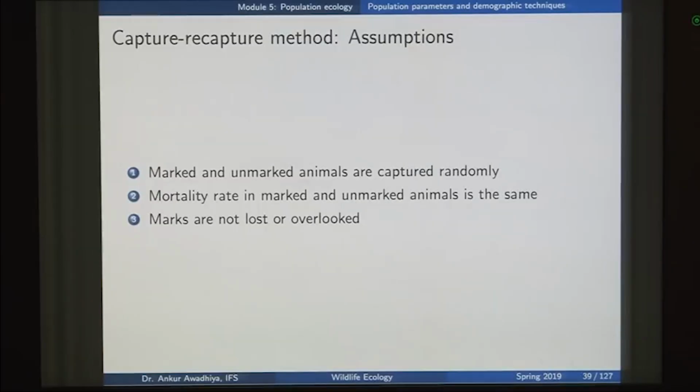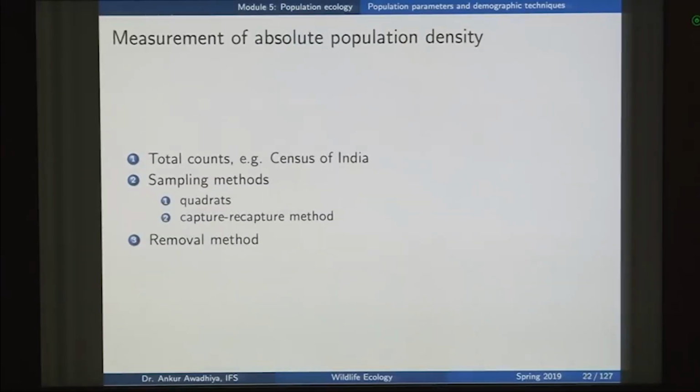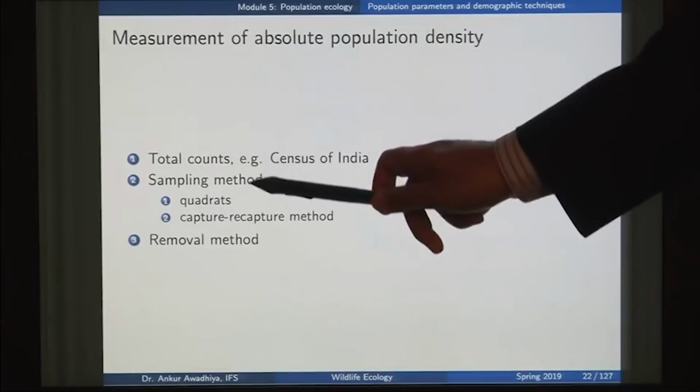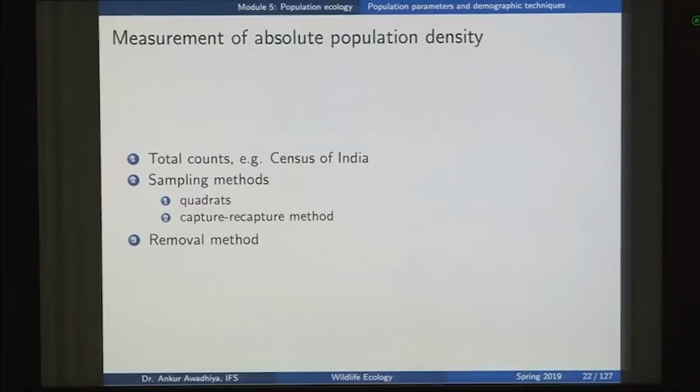So there is this assumption that mortality rate in marked and unmarked animals is the same, and then marks are not lost or overlooked. So it should not happen that you colored your fishes in a dye, that when you put it back then all of these dyes got mixed with water and the fishes lost their marks. Because in that case you will not be able to make a correct estimate. So that was the second sampling method. So we have these two sampling methods, quadrates and capture recapture method.